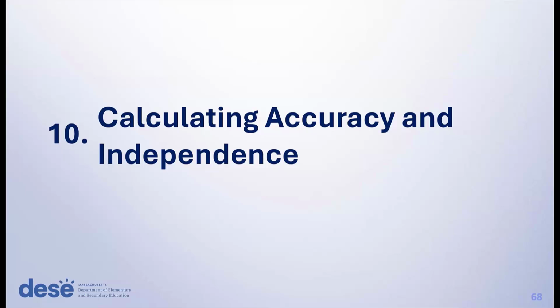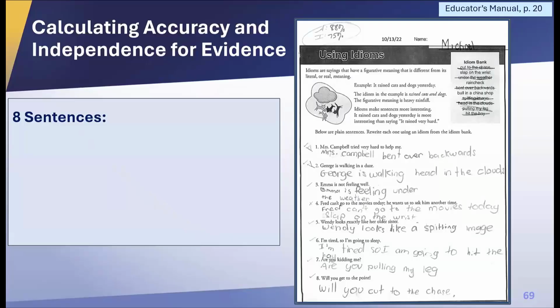All right, I'm going to move on to calculating accuracy and independence. So I think one of the things that's pretty easy for most of us, with a calculator, of course, but I'm just kidding, is the accuracy. It's either right or wrong. But the independence is always a little bit tricky. Like, how do I know how independent they were?